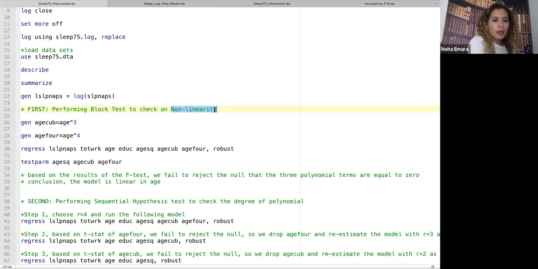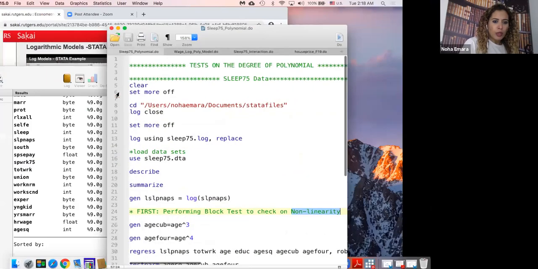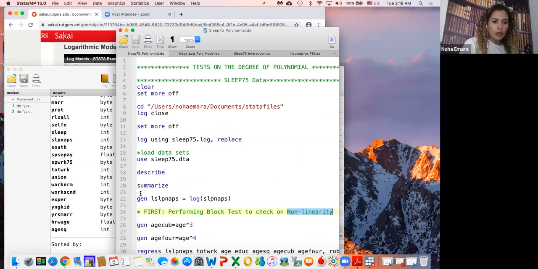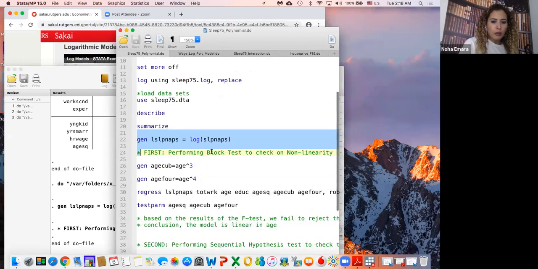So assume that I'm asking you to use a log model, a log linear model. That means my Y, which is the sleeping minutes, I want to generate a log version of that variable. It's not in the data set, so you would generate the variable, and you need to check using a block test for nonlinearity up to degree 4. Even if I'm not telling you in a question what is the highest degree of polynomial, just go up to 4.